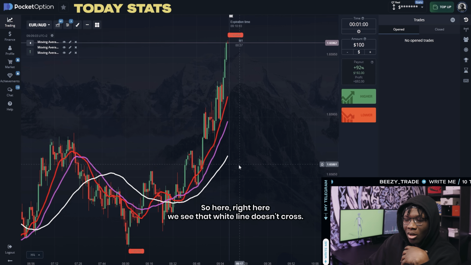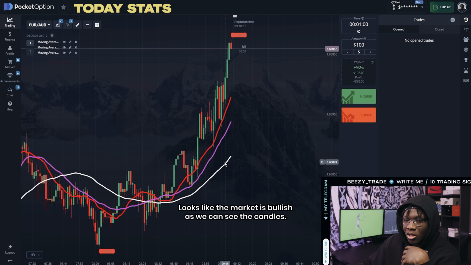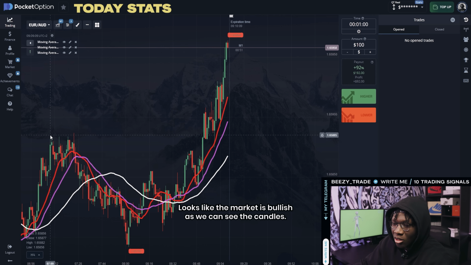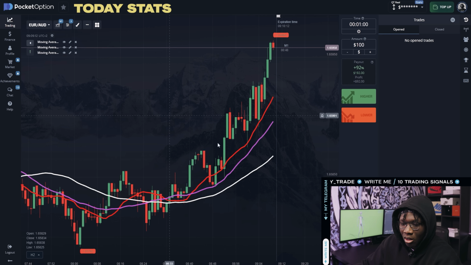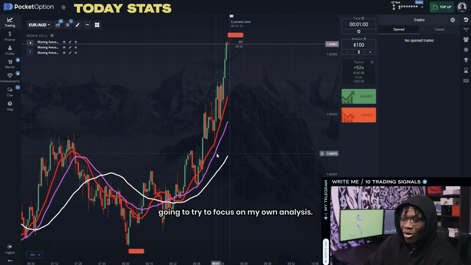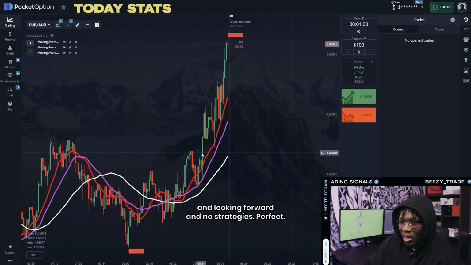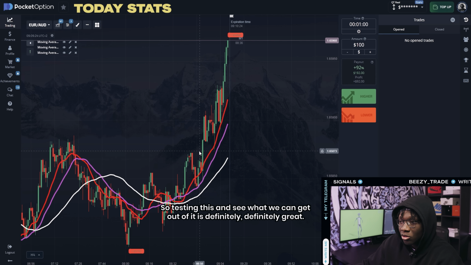So here, right here, we see that white line, it doesn't cross. So right here, what are we entering into, right? Looks like the market is bullish, as we can see the candles. But I'm not gonna try to focus on my own analysis. Pretty much what I'm going to try to focus on is just using this strategy and looking forward to enter. No strategy is perfect, so testing this and seeing what we can get out of it is definitely great.